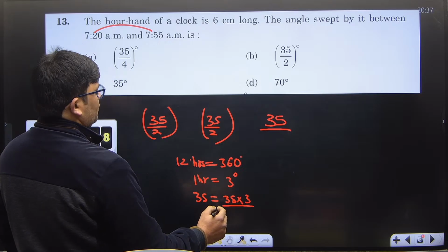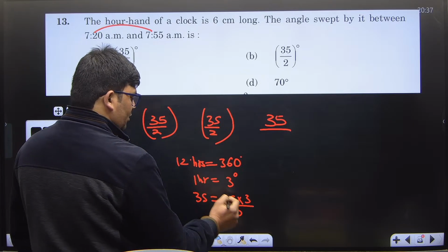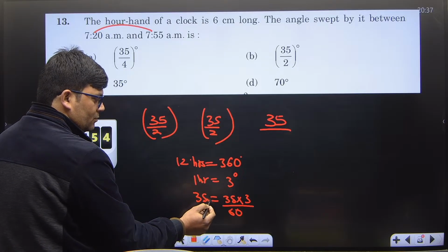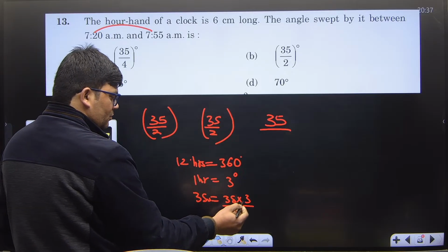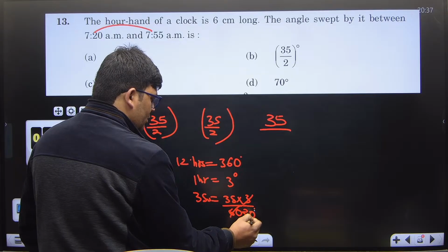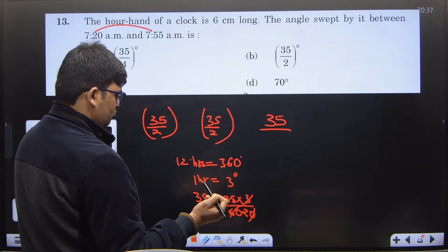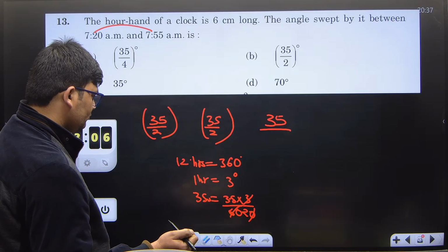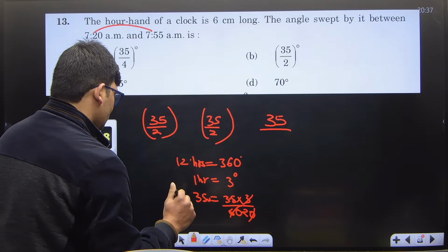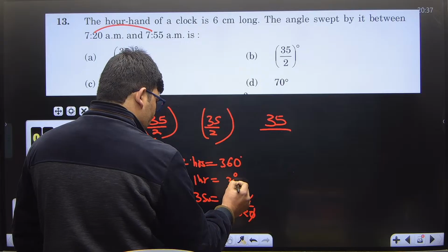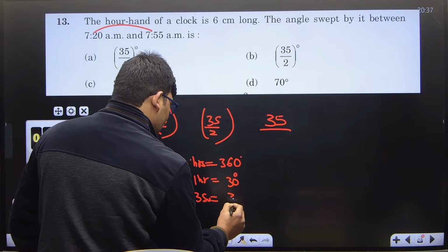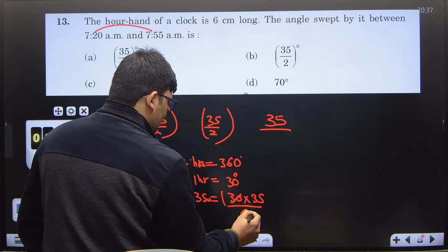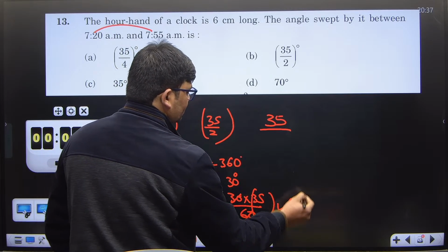आप 360 को 12 से डिवाइड कर रहे हो ना. नहीं, मैं 35 मिनट्स को फाइंड आउट कर रहा हूँ. अच्छा. तो कुछ और आ रहा है. जो लॉजिक तुमने लगाया. Wait, okay, this will be 30. Sorry. So 30 times 35 divided by 60. 35 by 2, correct. Very good.